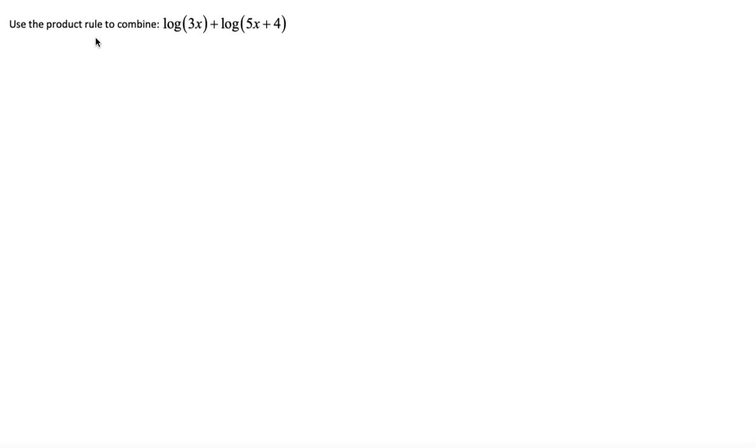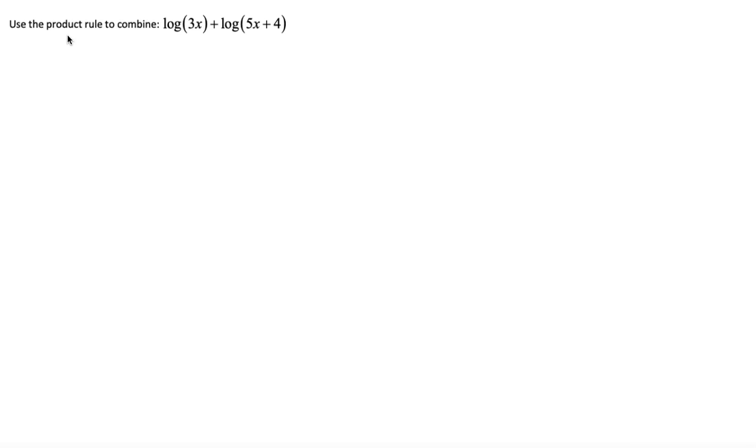Use the product rule to combine. And here we have log of 3x plus log of 5x plus 4. Okay, now first thing we notice here, there's no base here, right? So remember, if there's no base, we automatically assume that it's going to be log base 10.